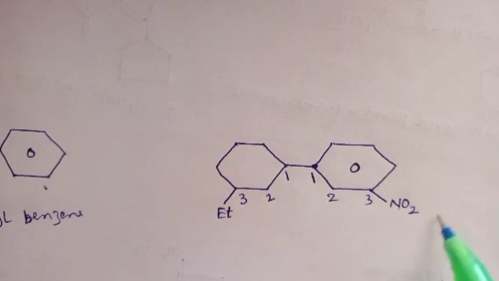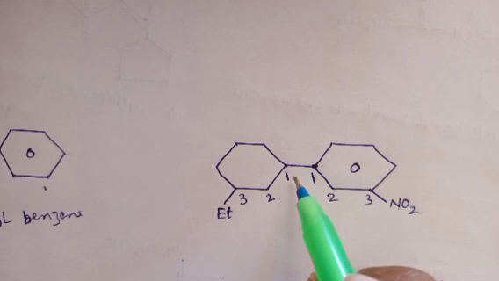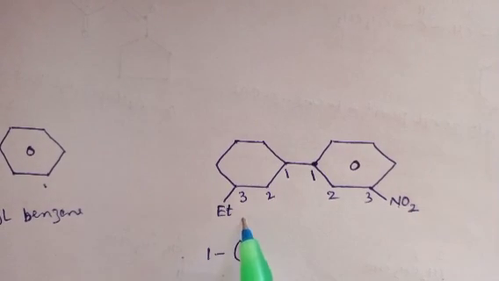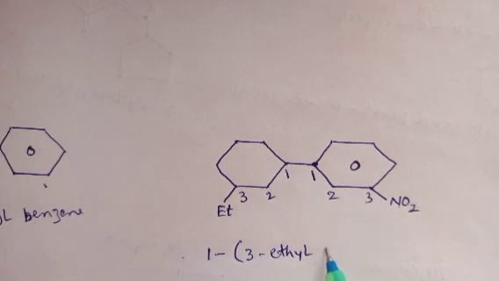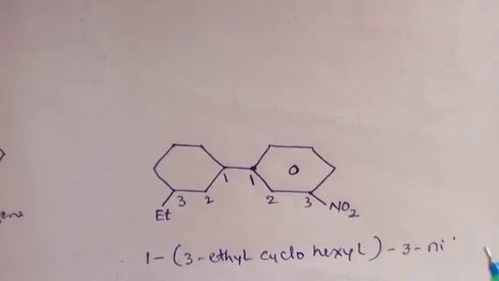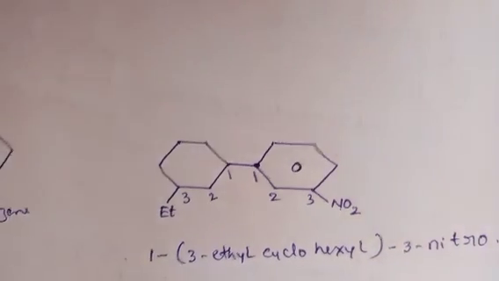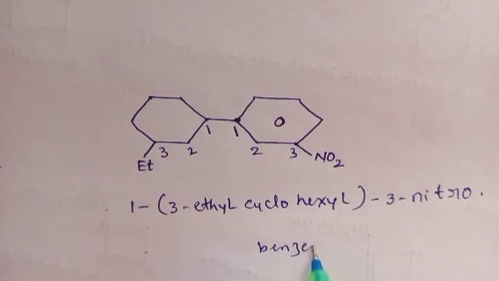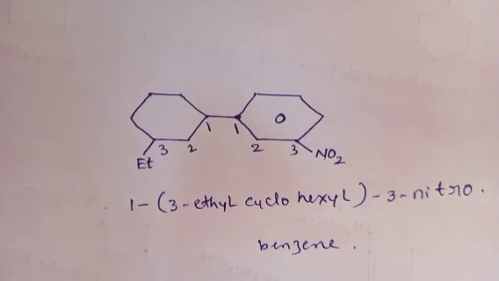At the third place is the nitro group, and at the first place cyclohexyl. Alphabetically, C comes first, so write this one first: 1-cyclohexyl. At the third place an ethyl group is present, 3-ethyl. Cyclohexyl, this substitution part is completed. And another substitution at the third place, 3-nitro, benzene. Right, today's class is completed. Thank you very much.